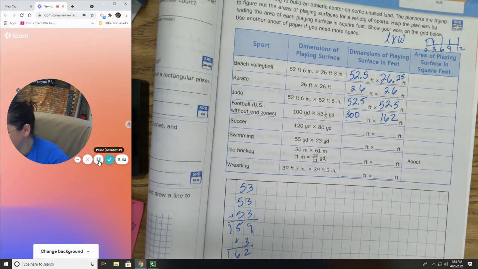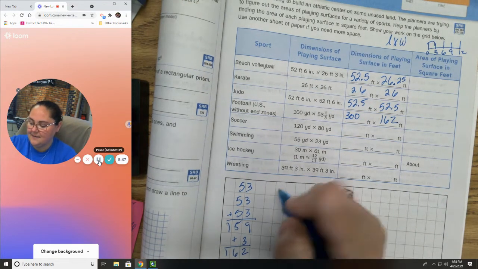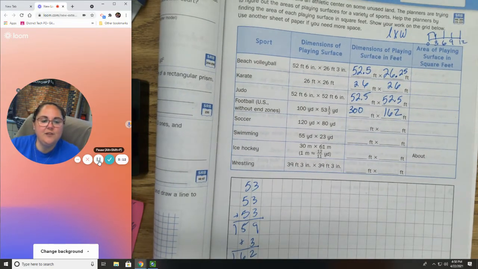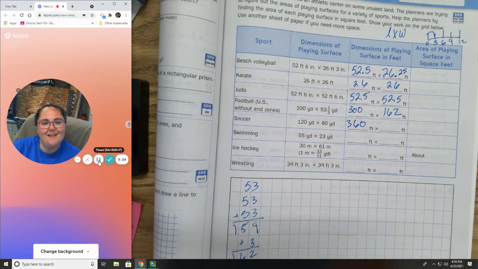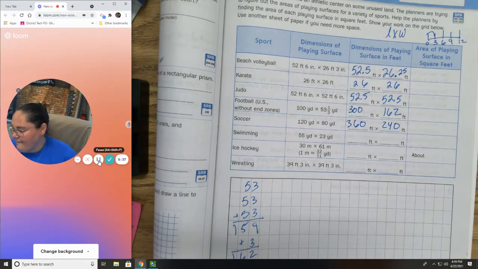There we go. All right, 120 yards times 80 yards. Again, multiply by 3. What is 120 times 3? Well, 3 times 1 is 3. 3 times 2 is 6. 0. 360. Okay, what's 80 times 3? 8 times 3 is 24. Add that 0, so 240.